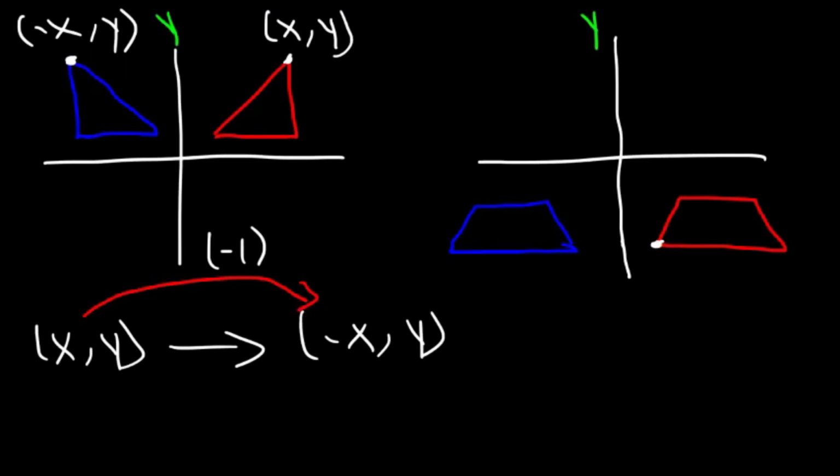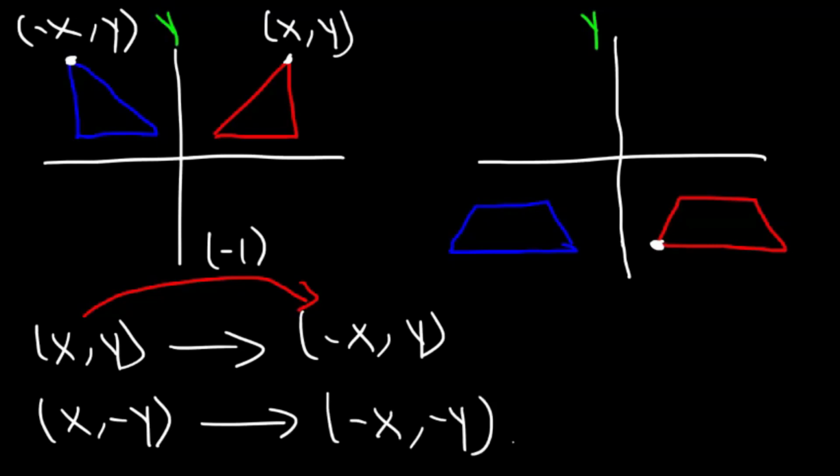So if we focus on a single point in quadrant 4, x is positive, y is negative. And when we reflect it over the y-axis, multiply x by -1, so it becomes -x, -y, which in quadrant 3, x and y are both negative. So, to review what we just went over, anytime you wish to reflect a figure over the x-axis, multiply the y-coordinate by -1. If you wish to reflect it over the y-axis, multiply the x-coordinate by -1.